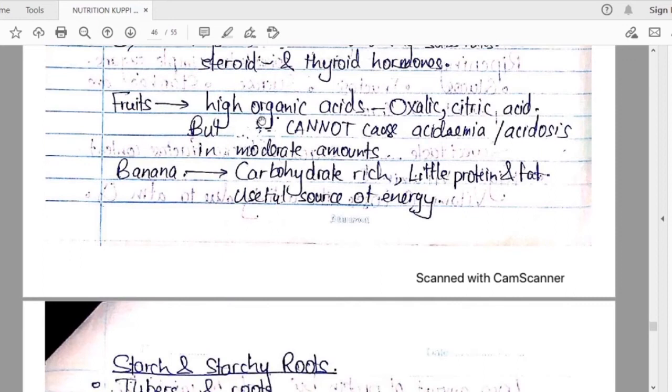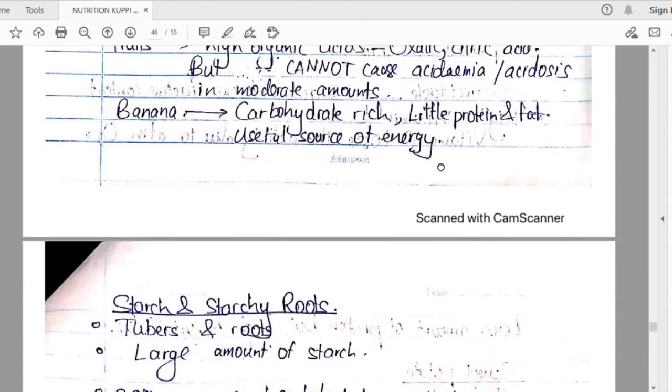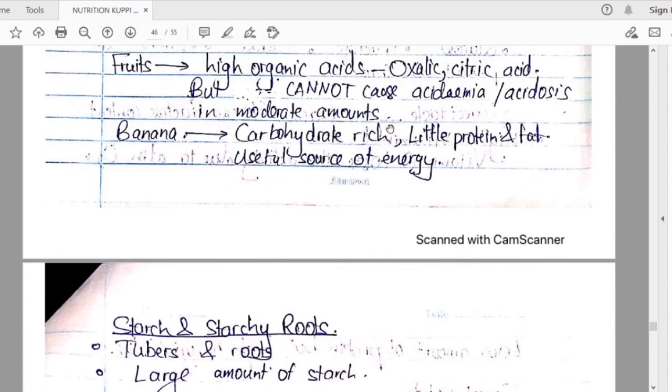Fruits contain a high organic acid content, such as oxalic acid and citric acid. But the amount of organic acid in fruits is small, so fruit acids are not enough to cause acidemia or acidosis. Banana is carbohydrate rich, with little protein and fat, and is a useful source of energy.